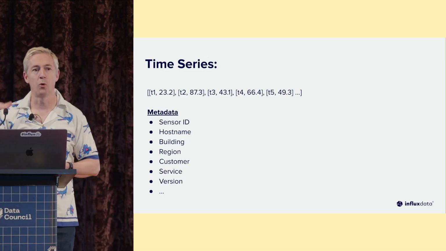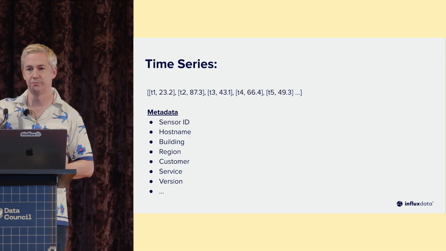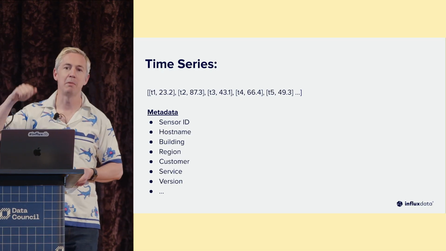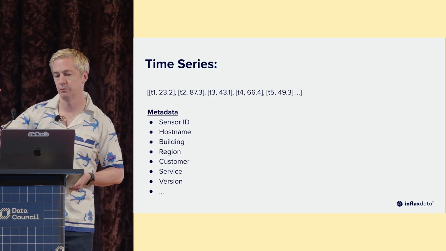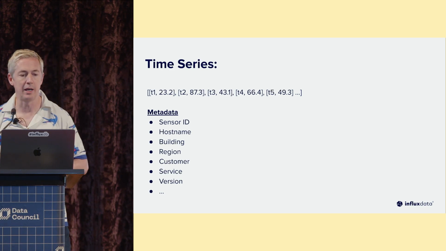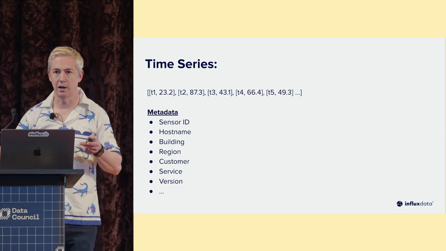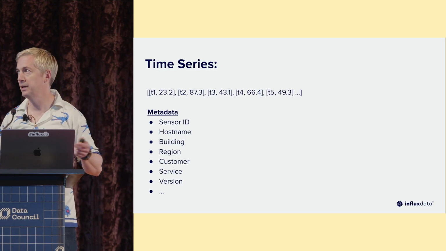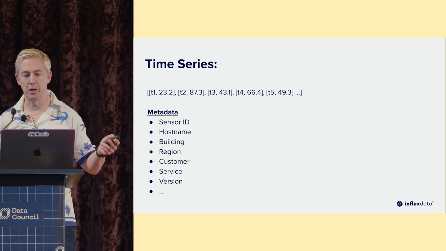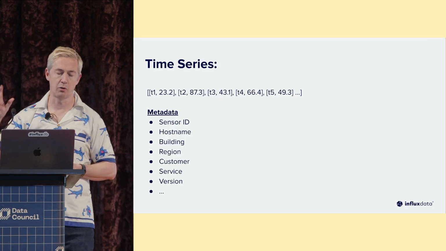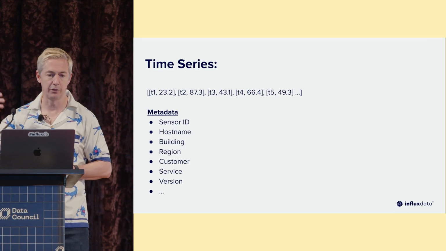So basically at its core, time series data is a collection of time value pairs ordered by time with some metadata attached to it, right? So I have some example metadata here: a sensor ID, a host name, a building, a region, a customer, a version of the software that's running, right? You can basically come up with any number of dimensions, and within each dimension, the cardinality describes how many unique values there are for that thing.